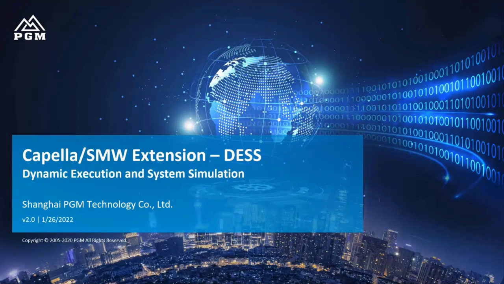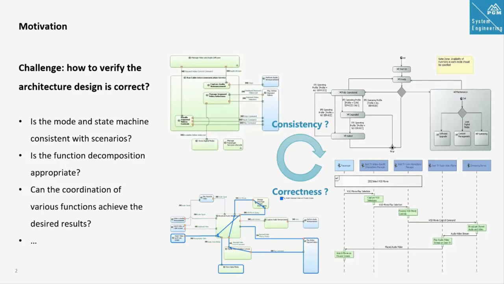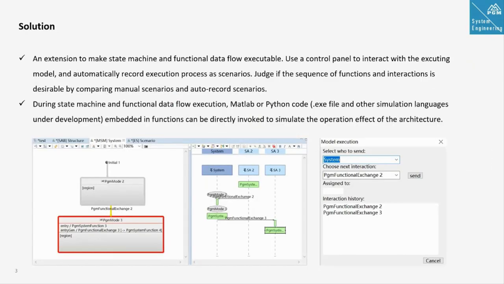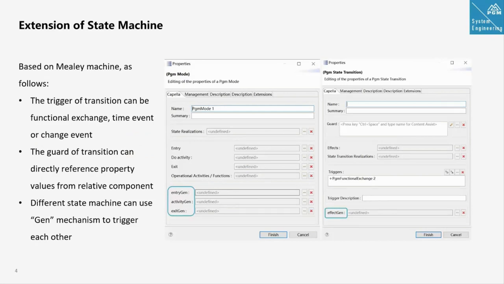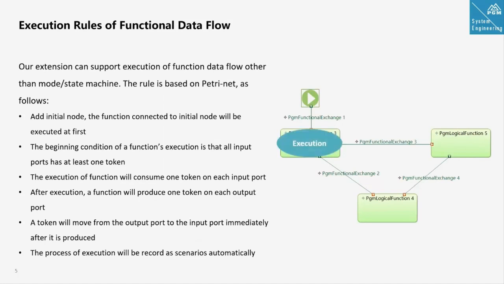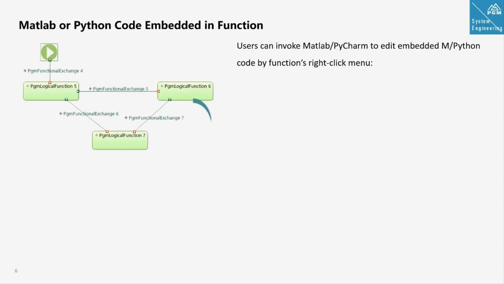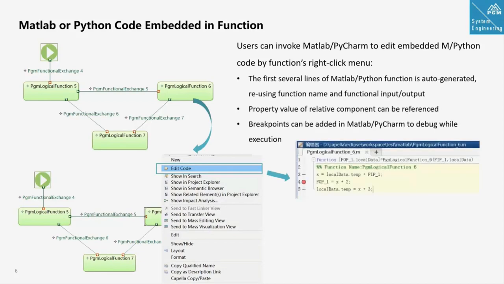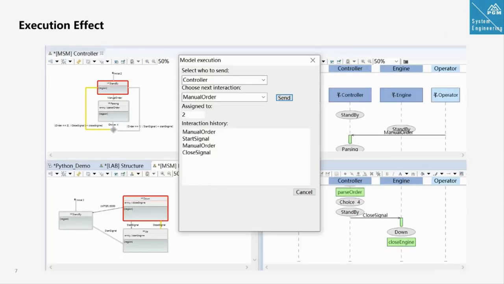DESS is an extension made by PGM for Capella and SMW for dynamic execution and system simulation. It is mainly aimed to verify the architectural model before you go to any further stage. It can make state machine and functional data flow executable and automatically record the execution process as scenarios. We have made some extension to the state machine and also the functional data flow in order to make them executable. And you can embed your MATLAB or Python code inside the functions to make the system simulation. And then just execute your model and get the outcomes.